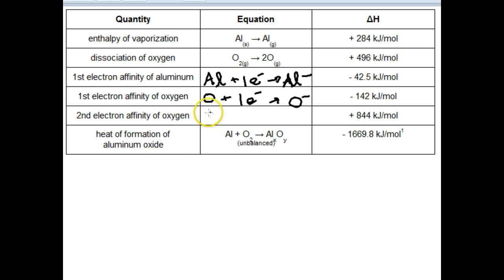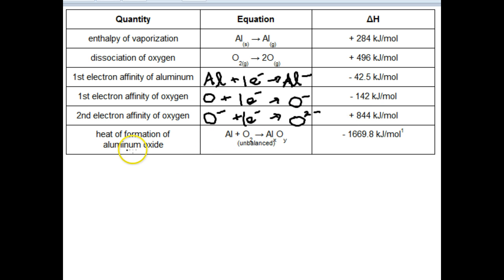Second electron affinity of oxygen, when you have the O minus ion and you add 1 more electron, that is a second extra electron, because O minus is an O with already 1 extra electron on. To get O 2 minus, 2 extra electrons on the O, that costs you energy, and this is how much energy it costs you, 844 kilojoules for every mole that you try.